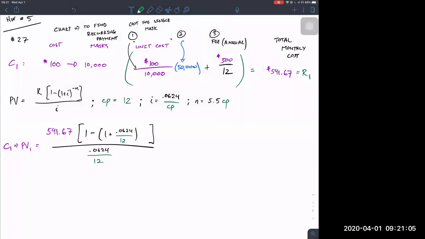This is -1, -66, right? And then this will give you a present value answer. Again, these answers are in the back of my book.